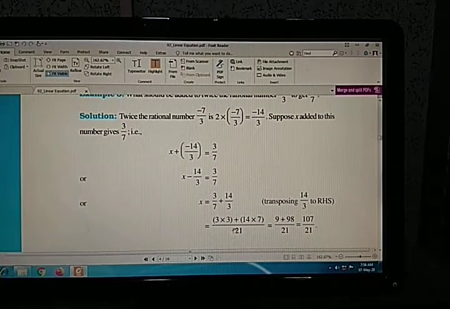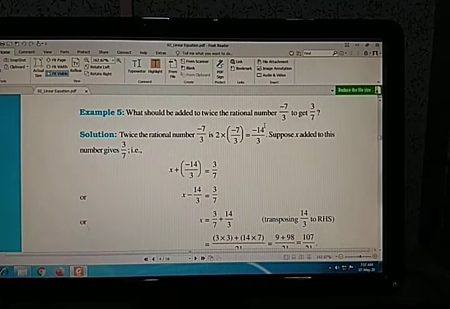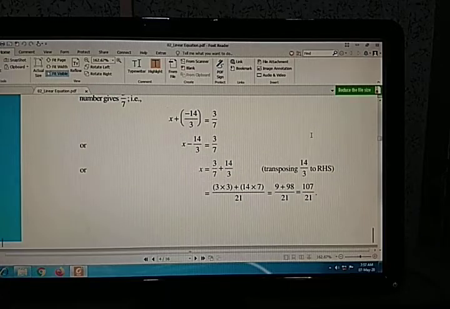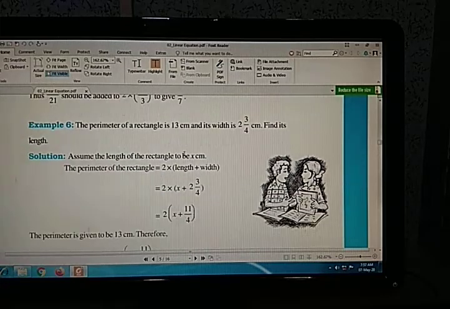Then what we have done is that we have taken the LCM. So we got our value of x. This value of x is the required number. If you want to verify this answer, what you can do is just add this number to minus 14 by 3, and you will see you will get 3 by 7. You can try that.